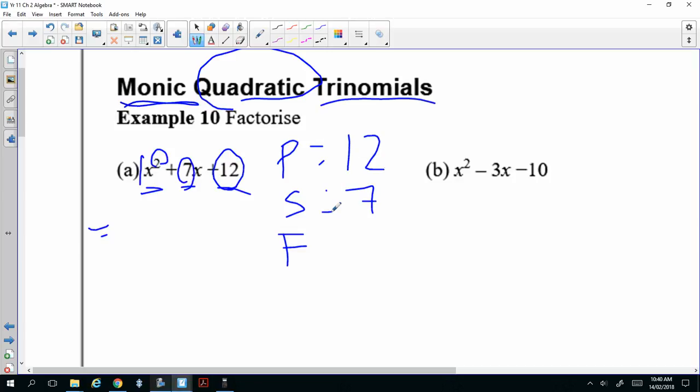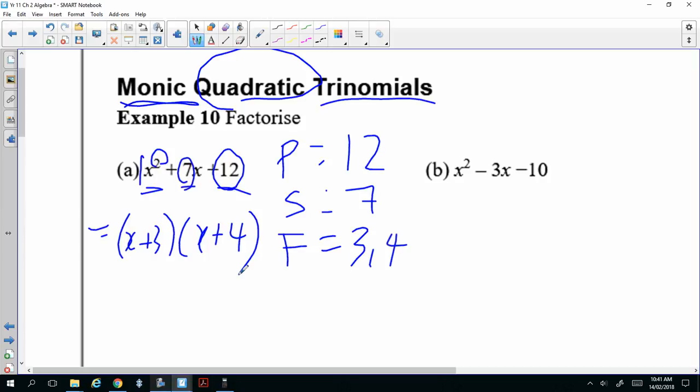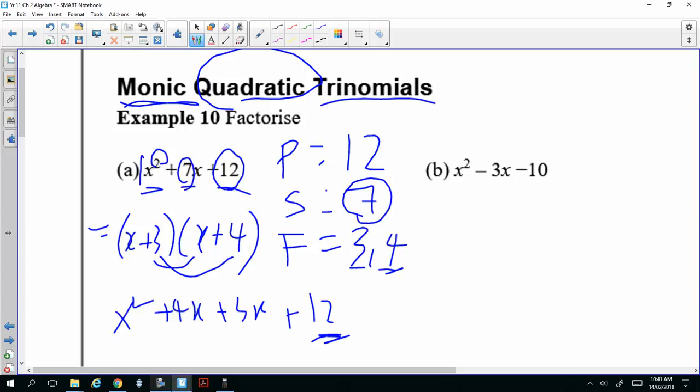Now try to think about 2 numbers which multiply to get 12, add to get 7. So what would that be? 3 and 4. So once you do that, all you have to do is just write x plus 3, x plus 4. Done. Because if you expand it, x times x is x squared, and x times 4 is 4x, 3 times x is 3x, and 3 times 4 is 12. See, that 12 is 3 times 4, and the 7 is 4 plus 3. That's why it works, okay, if you expand it. Any question?